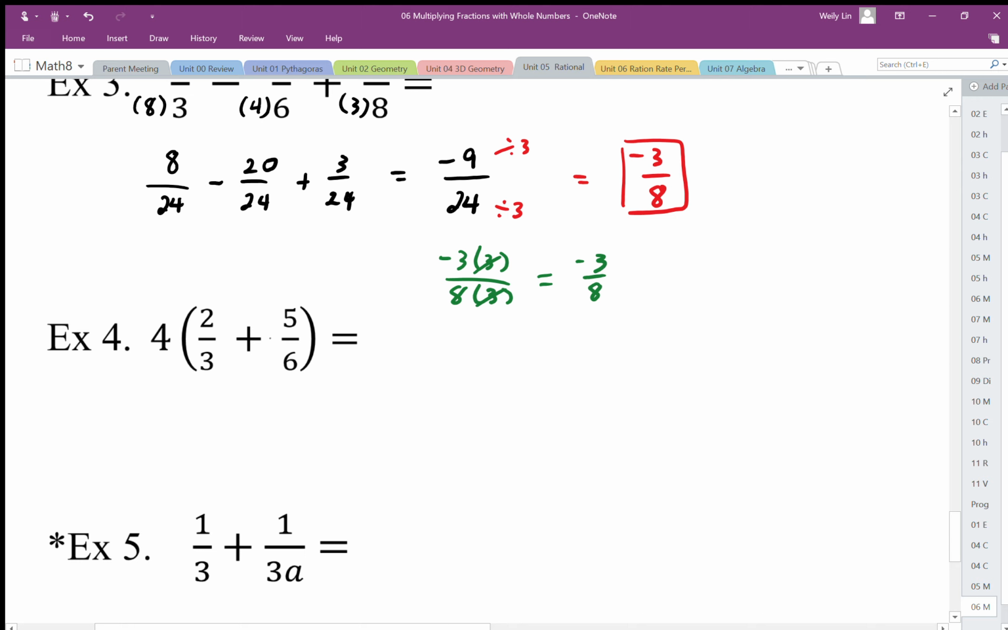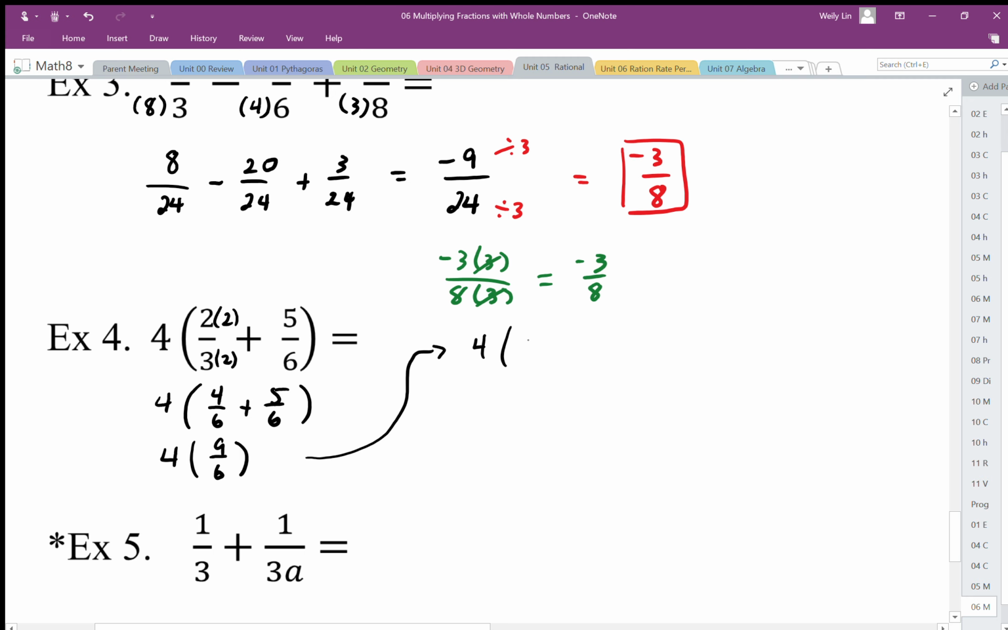Here we want to add first. We want to use BEDMAS. So inside the brackets first, we're going to add. So we end up with 4 over 6 plus 5 over 6. So inside the brackets, again, notice I'm working vertically. I end up with 9 over 6. I'm running out of room here, so I'm just going to move over to here. So now 4 times 9 over 6.